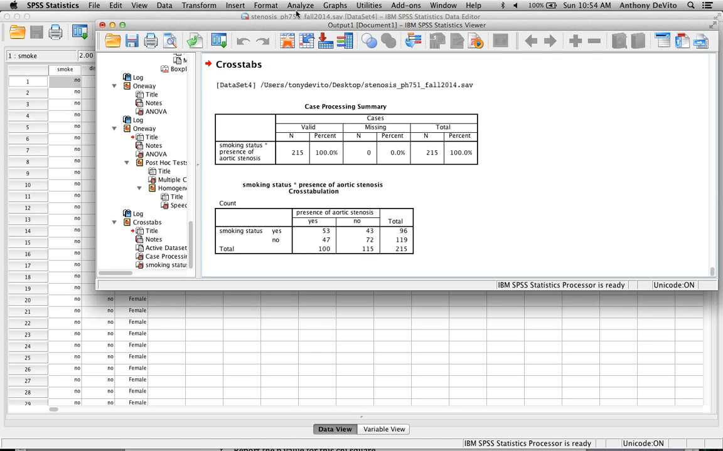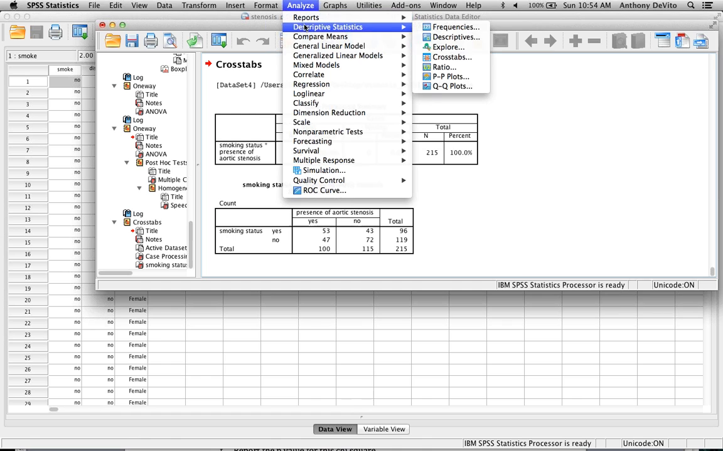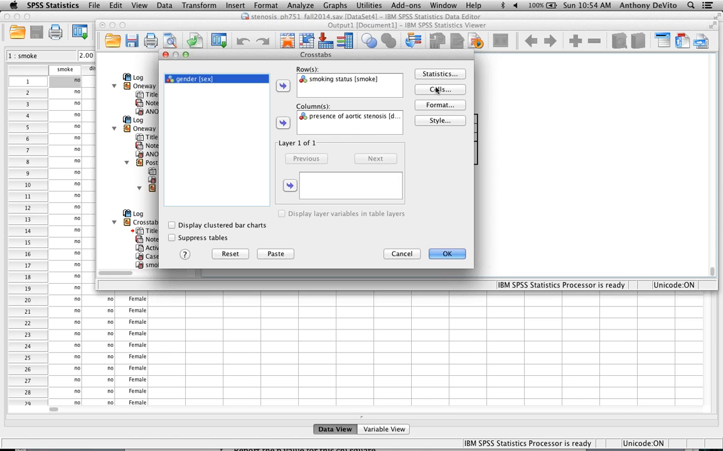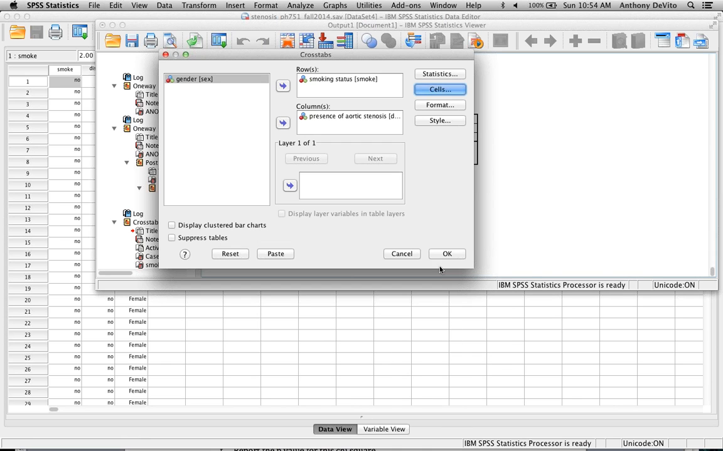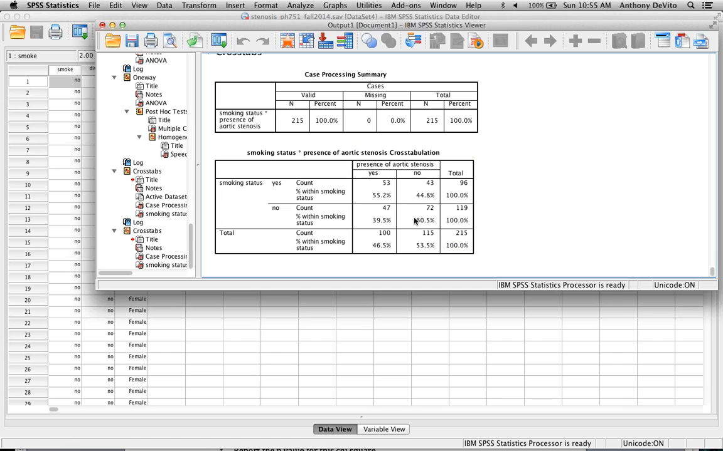Okay, so I'm going to go a bit further with this. I'm going to go up to Analyze, Descriptive Statistics, crosstabs. And I'm going to go back into cells. And this time, I'm going to ask it to calculate the percentages by rows. Click rows. I'm going to say Continue, and I'm going to say OK. Well, this time what it did is it calculated, 53 people that smoke have stenosis out of 96. So that's 55% of the smokers have stenosis. How about the non-smokers? 39% of the non-smokers have stenosis, out of 119.